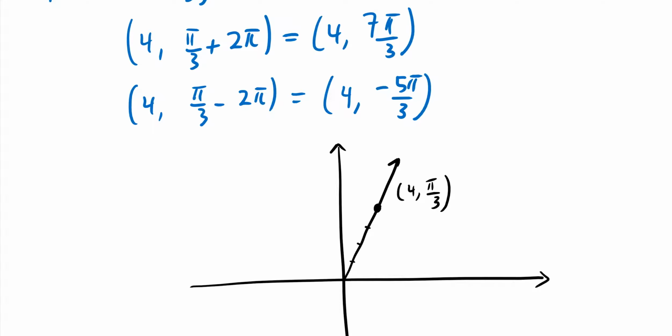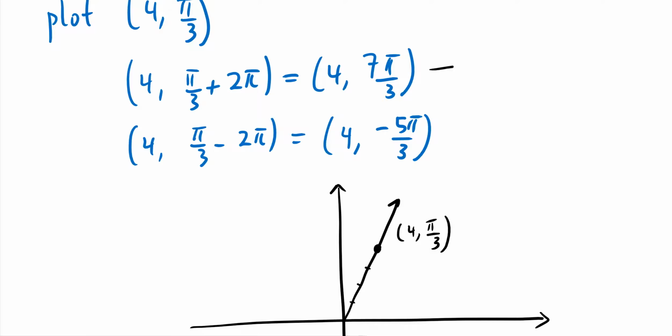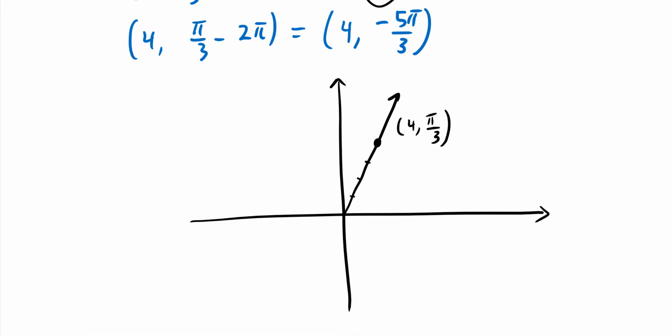Now, where is 7 pi over 4? Remember, I want to sketch or plot this 7 pi over 4. You go pi over 3 and another 2 pi, so it's going to land you at the same axis. And then you go up 4, 1, 2, 3, 4. Oh, it landed at the same point.